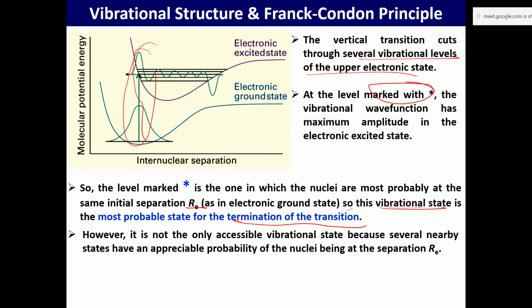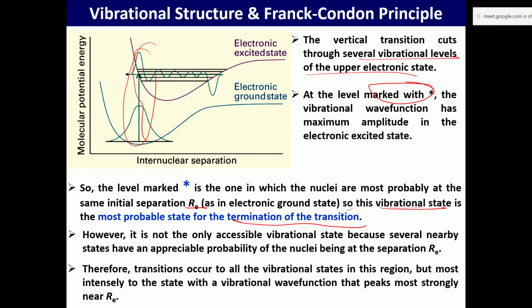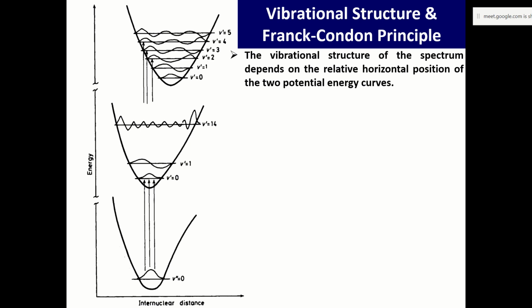So we have understood this point: the vibrational wave function that peaks most strongly near Re, corresponding to this equilibrium bond length, will have a very good transition, and very good absorption of light will happen.